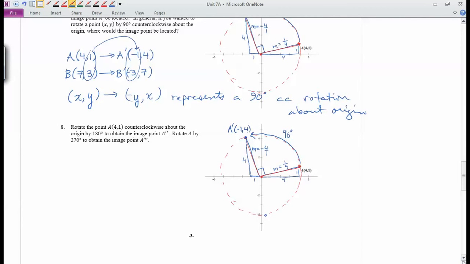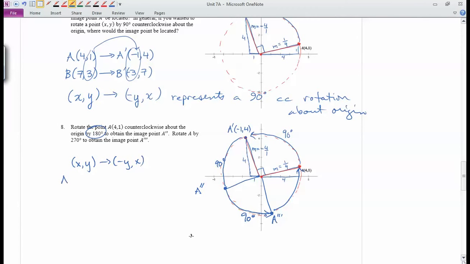negative 1, 4. If I wanted to rotate it another 90 degrees, that's like rotating by 180. So if I rotated another 90, I'm going to end up at, and I can't call it A prime, so what a lot of books do is they call it A double prime. And then if I rotated another 90, we'll call this one A triple prime. And then if you rotated another 90, you end up back at the original spot. So we're just doing rotations by 90 over and over, so I'm just going to keep using this rule.